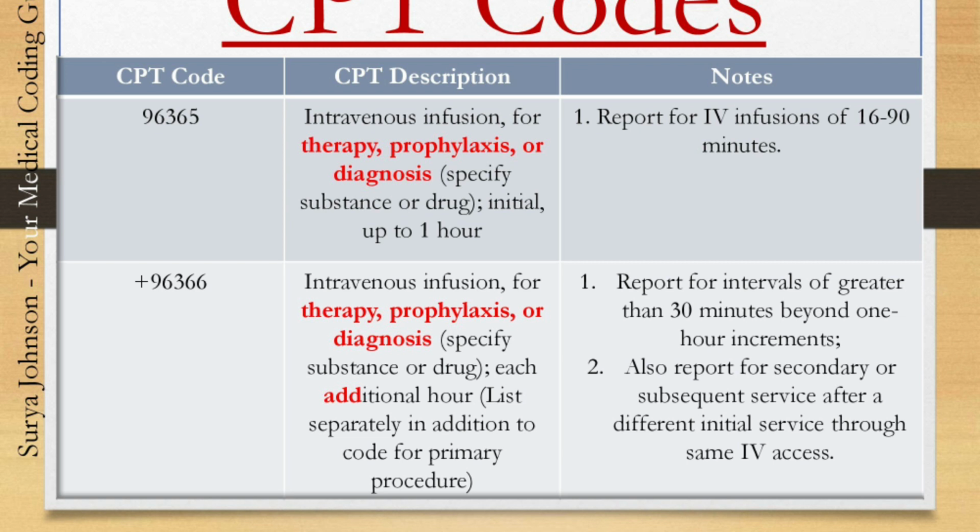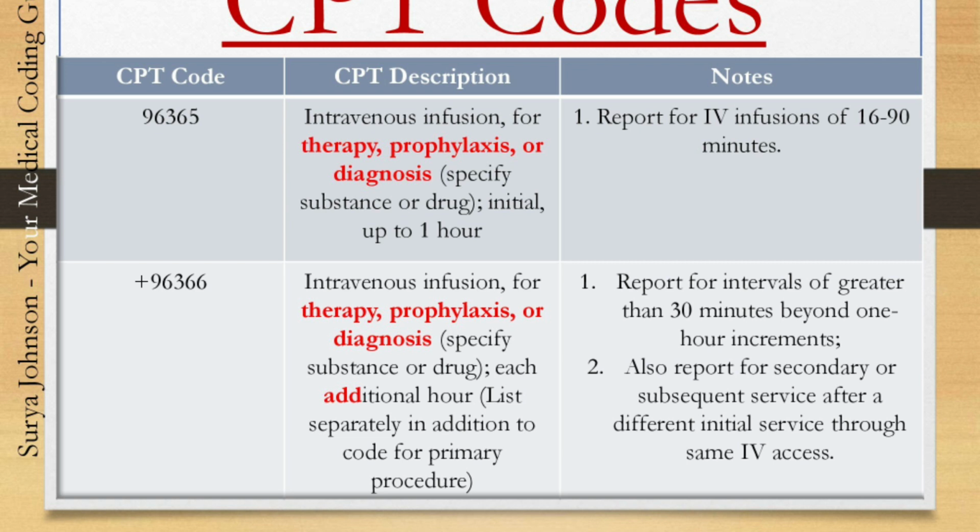The next CPTs are the drug infusions. The first code is 96365. The description is intravenous infusion for therapy, prophylaxis or diagnosis, initial, up to 1 hour. The important note is, report for IV infusions of 16 to 90 minutes. This is the guideline. So it is up to 1 hour, right? But the time should be 16 to 90 minutes. Only then is 96365 applicable.